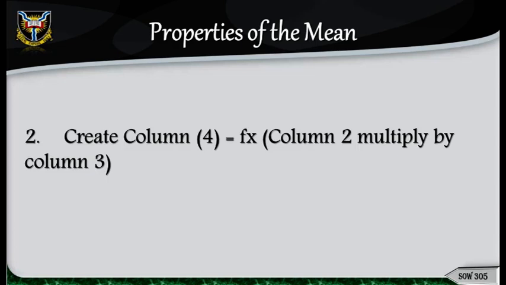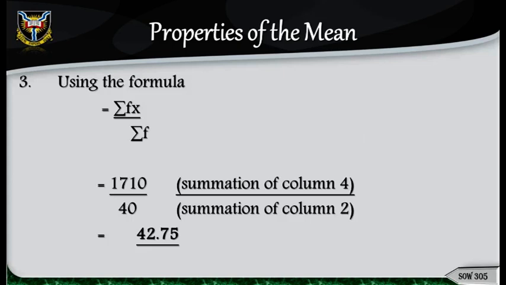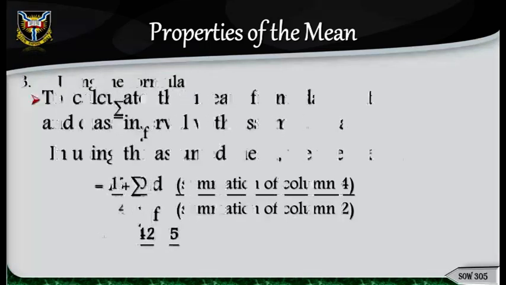2. Create column 4, equal to fx, that is column 2 multiplied by column 3. 3. Using the formula, x bar equals Σfx divided by Σf, is equal to 1710, the summation of column 4, divided by 40, the summation of column 2, which is equal to 42.75.